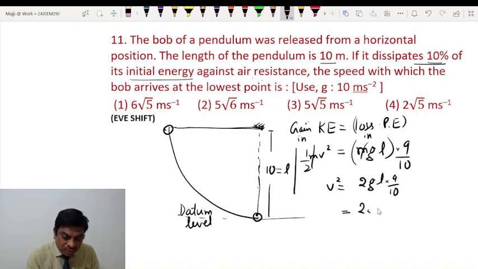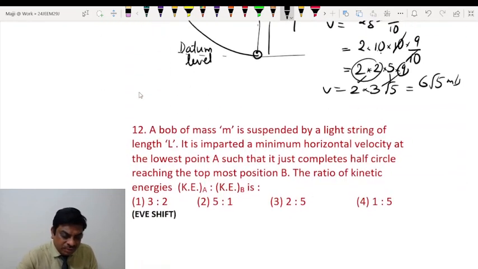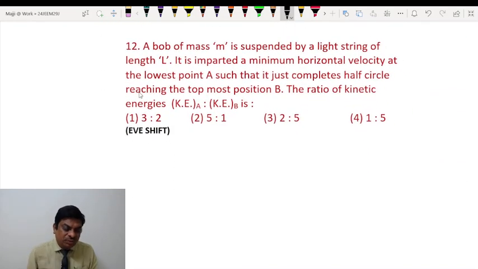So 2g is 10. Length is also 10 meters. So 9 by 10, so 10 gets cancelled. This can be written as 10 can be written as 2 into 5, and this is 9. So v will be square root of 4 is 2, square root of 9 is 3, and square root of 5 is root 5. So we have 6 root 5 meters per second. We'll go with the first option, students. Moving on to the next question, question 12.